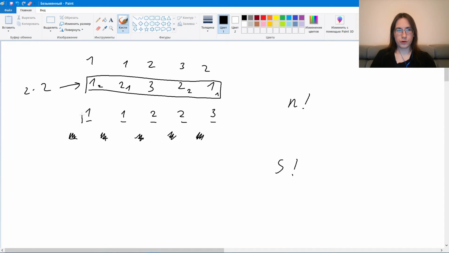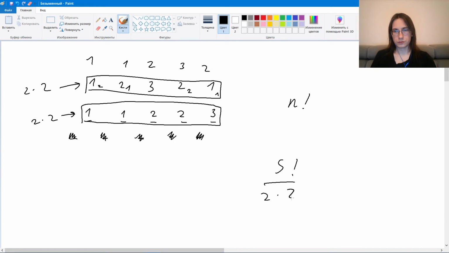And this will be true for every image. Every image will, for the same reason, have 2 by 2 different permutations that correspond to it. Which means that in this particular case, there will be 5 factorial over 2 by 2 such images. Because there are 5 factorial permutations, and each image will correspond to 2 by 2 different permutations. So there will be 5 factorial over 2 by 2 different images. So now let's find the general formula.